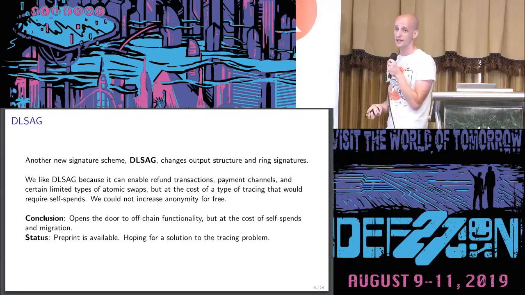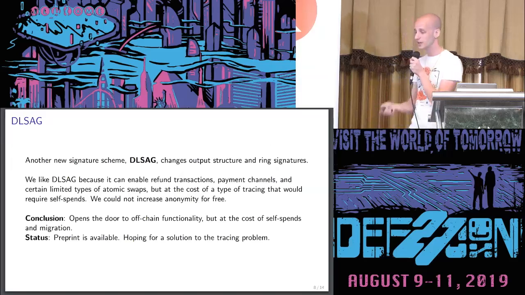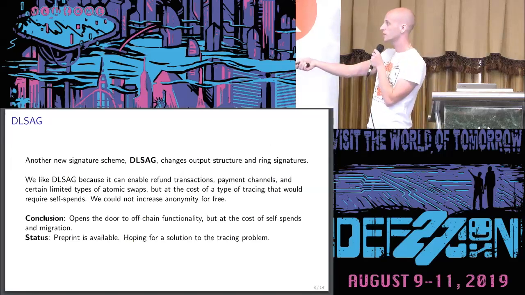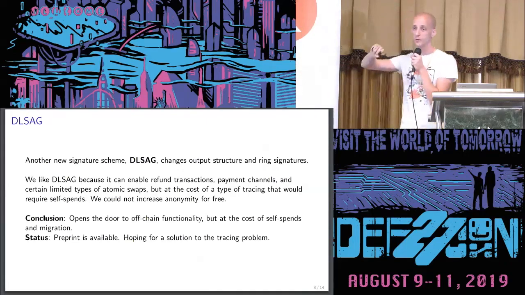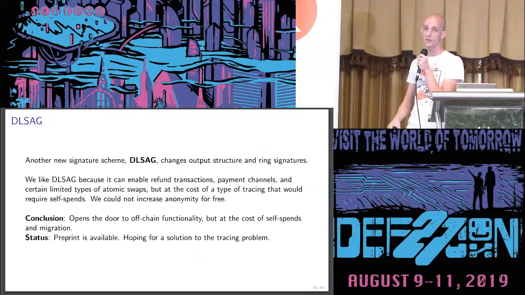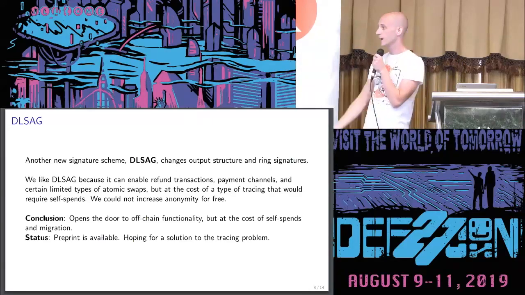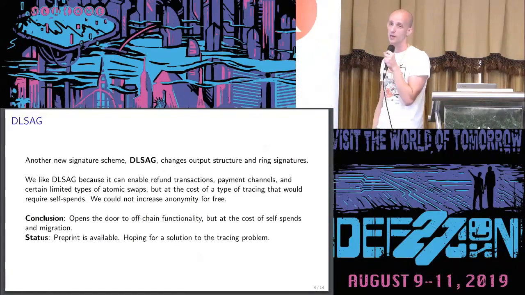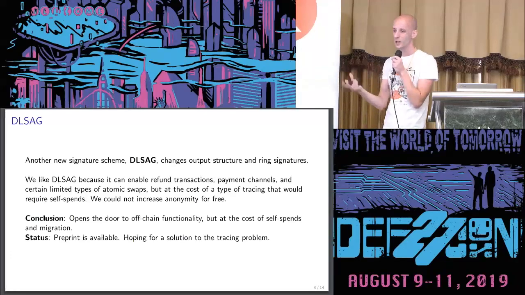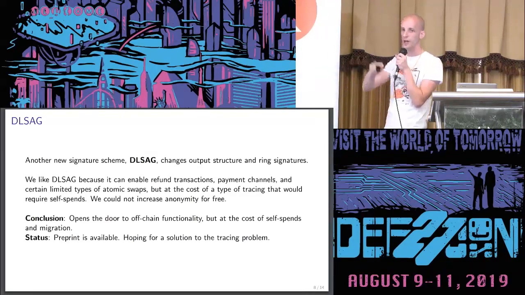But the downside to that is the way the scheme is set up right now, it would enable a particular kind of tracing where you could detect when certain spends occur. And this would mean that effectively, if you receive funds, you'd have to spend them to yourself in order to break that linkage. And the downside from scaling is you really couldn't do anything to increase anonymity for free. So you'd effectively open the door to things like off-chain functionality, which is pretty great, but at some cost involving self-spending and certain kinds of migrating output pools. That's a little bit tricky.